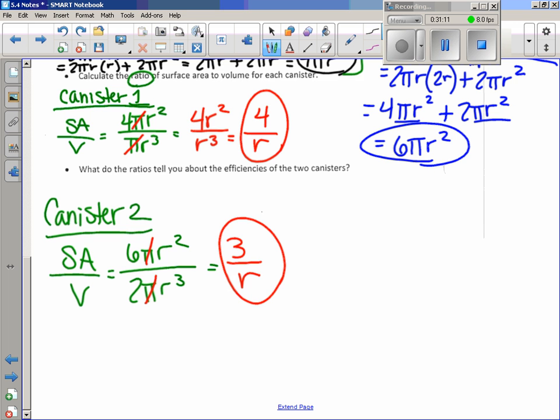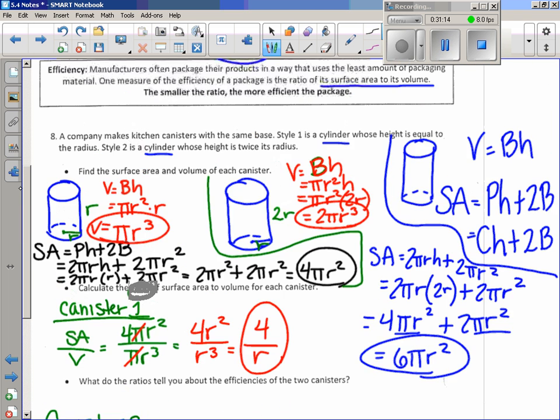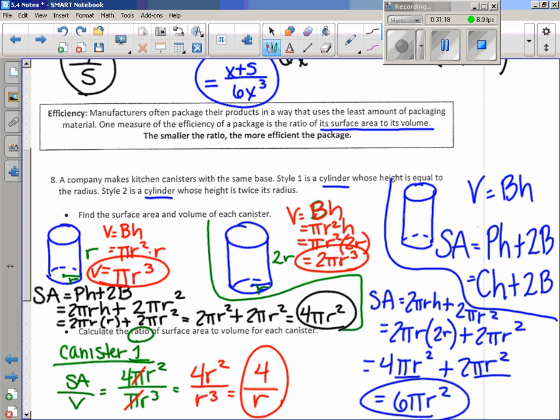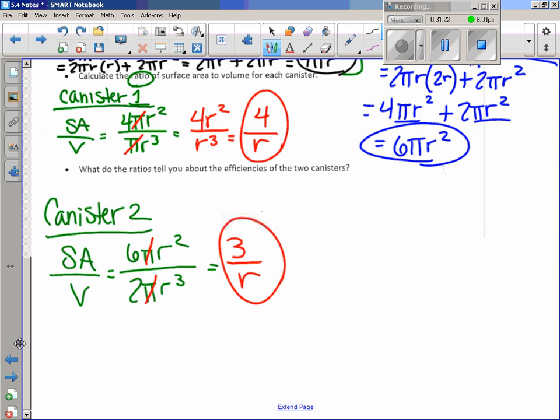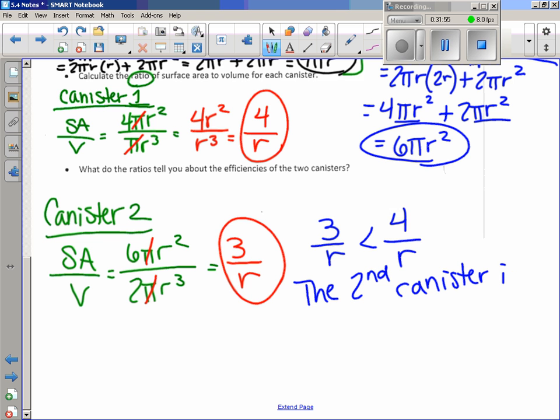Okay, last question. So we have our ratio of surface area to volume, and it's set up here. The smaller the ratio, the more efficient the package. So the last question says, what do the ratios tell you about the efficiencies of the 2 canisters? Very good. Did you guys hear what May said? What do you think May said? Okay, the second canister is more efficient because 3 over r is less than 4 over r, which means that the second canister has a smaller surface area to volume ratio. So your answer should be the second canister is more efficient.